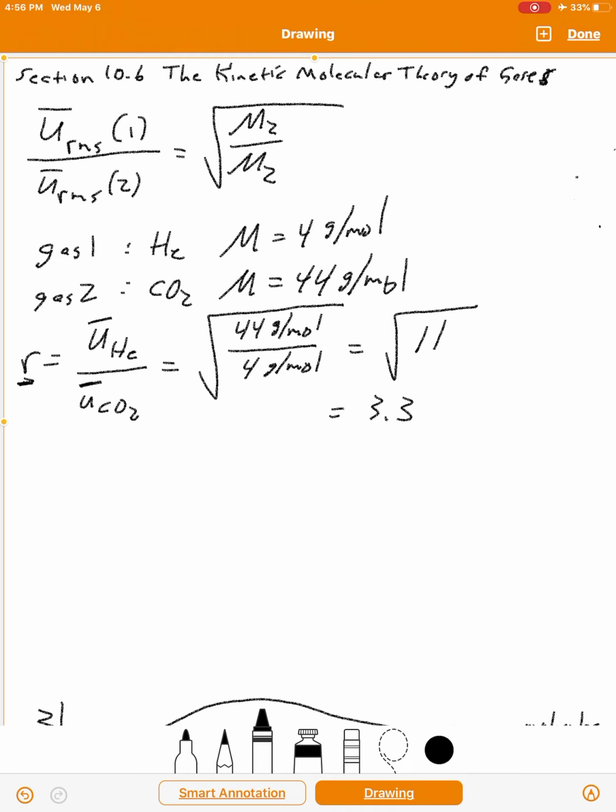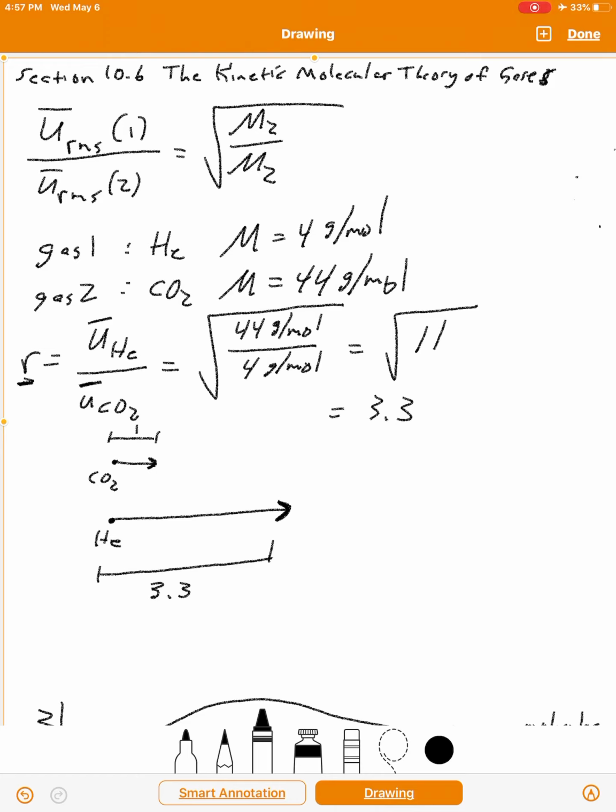We would interpret that as meaning that on average, if you have a helium atom in a particular time unit, let's say a second or a millisecond or a microsecond, if you compare how far it travels to a carbon dioxide molecule at the same temperature in the same amount of time, the carbon dioxide molecule will travel a much smaller distance. The factor would be 3.3. So if it travels a distance of 1, the helium atom would travel a distance of 3.3. That's how much faster it's moving on average, okay?